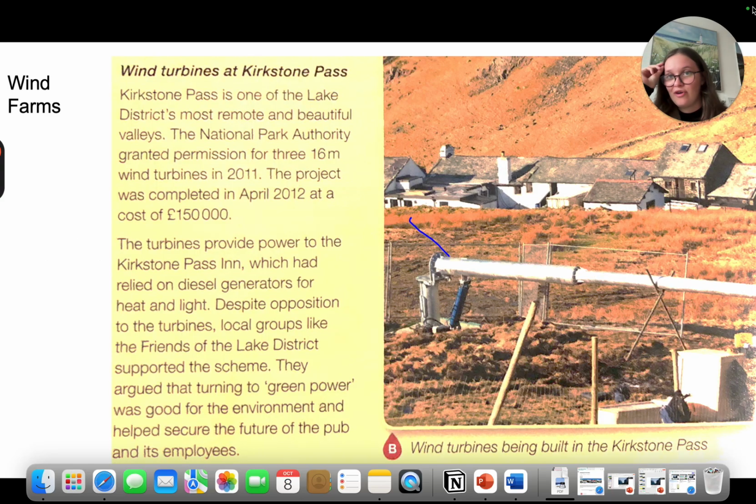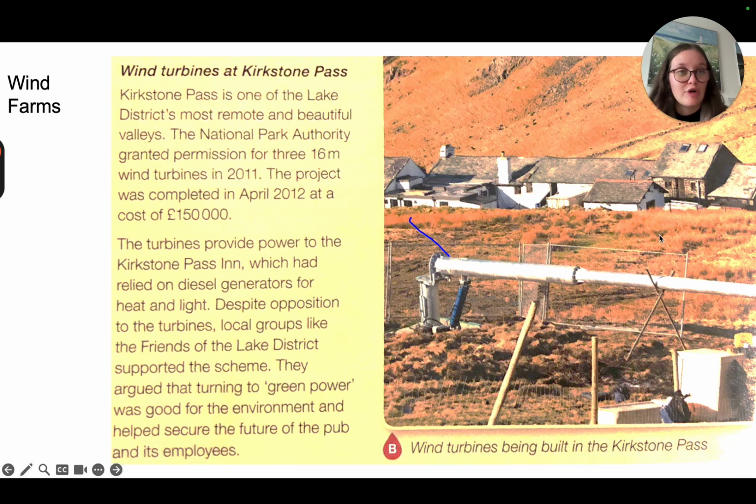Okay, we have a few more left. So wind turbines at Kirkstone Pass. This is one of the Lake District's most remote and beautiful valleys. The Lake District National Park Authority granted permission for three 16-metre wind turbines in 2011. The project was completed in April 2012 at a cost of £150,000.